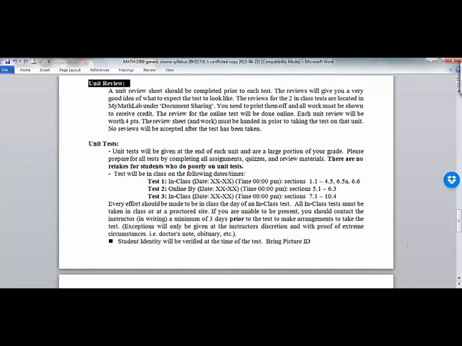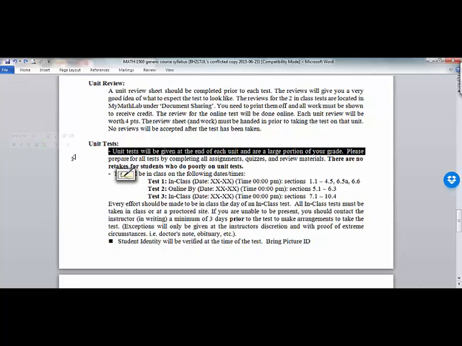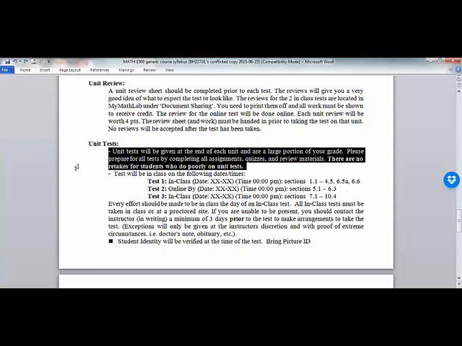Speaking of tests, the unit tests will be given at the end of each section and are a large portion of your grade. Prepare for your test by completing all assignments, quizzes, and review materials. There are no retakes for students who do poorly on the tests.